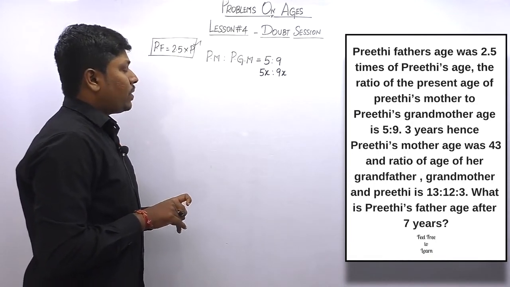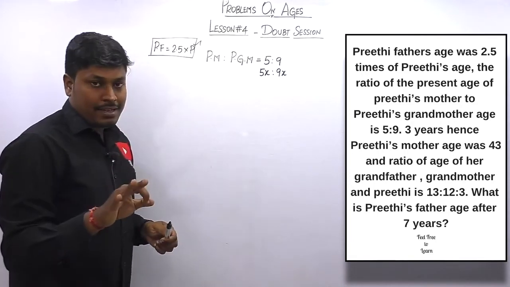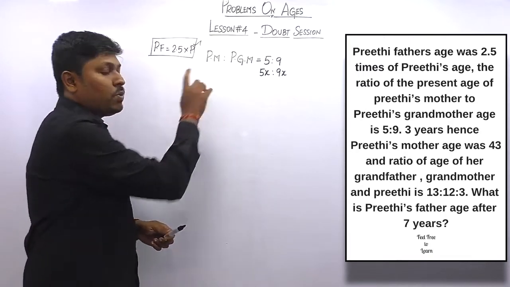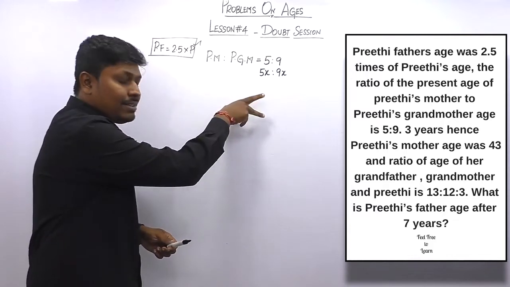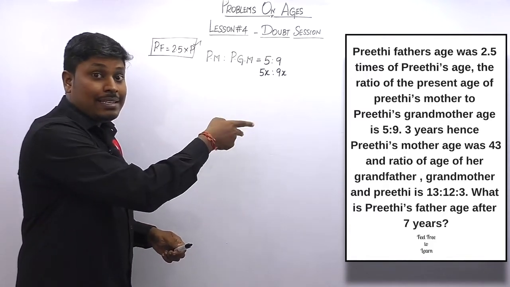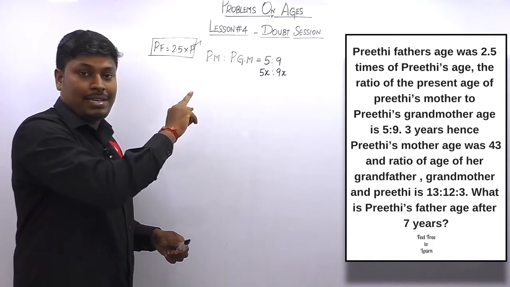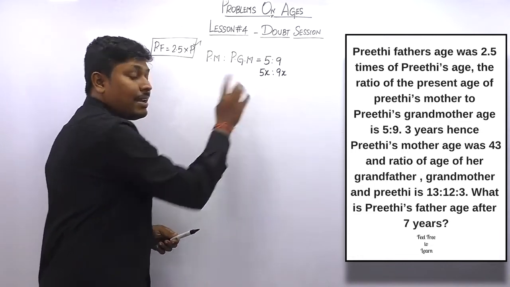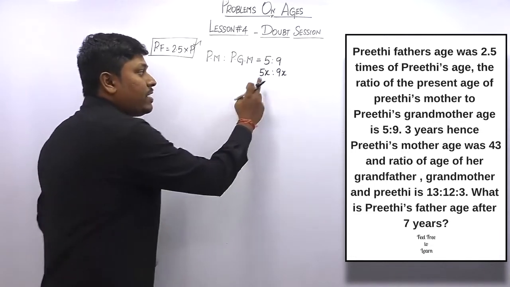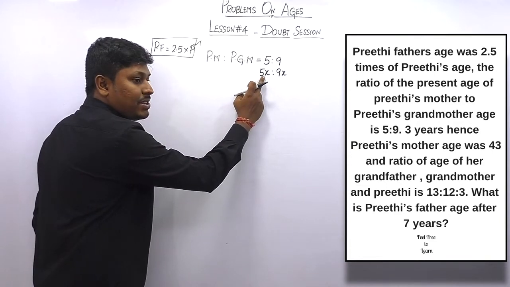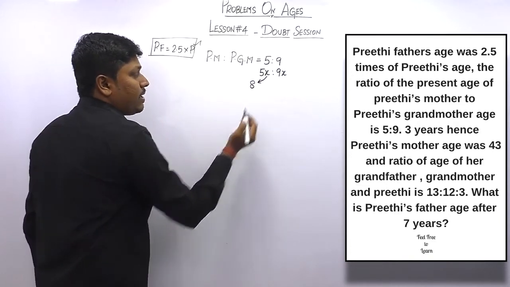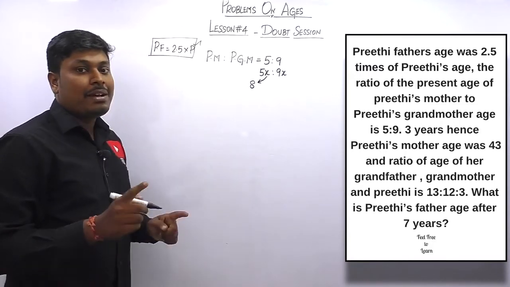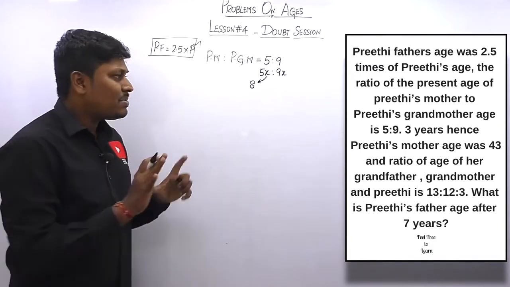So listen here, what they are saying is after 3 years, Preeti's mother's age was 43, the age is directly given, that is 43. If after 3 years the age is 43, then 3 years ago, definitely Preeti's mother's age will be 40. So we already know that Preeti's mother's age is in the ratio 5x. So we can definitely say the value of x will be 8. Only then we can say Preeti's mother's age will be 40. So friends, understood this concept, right?